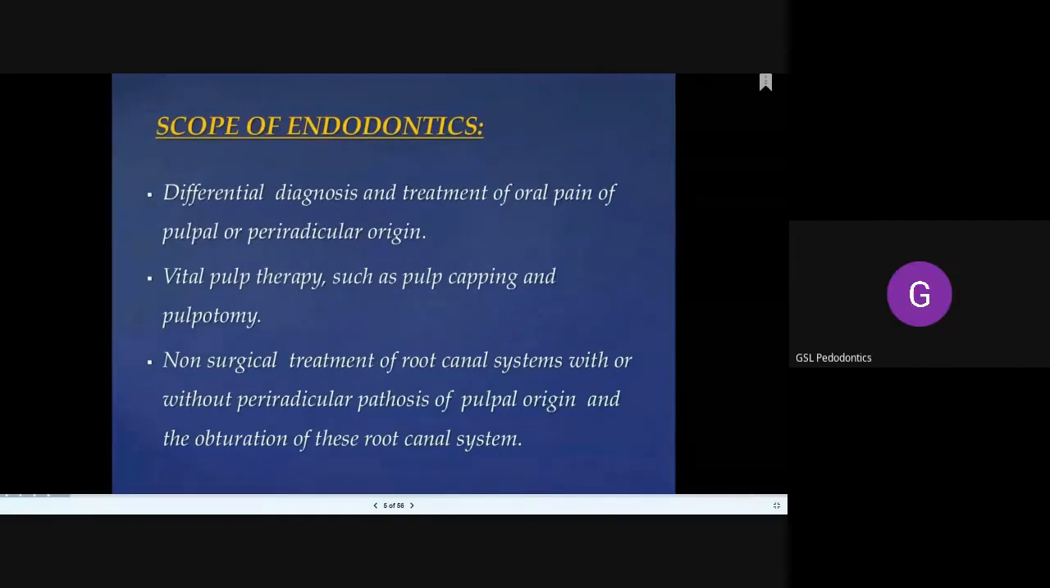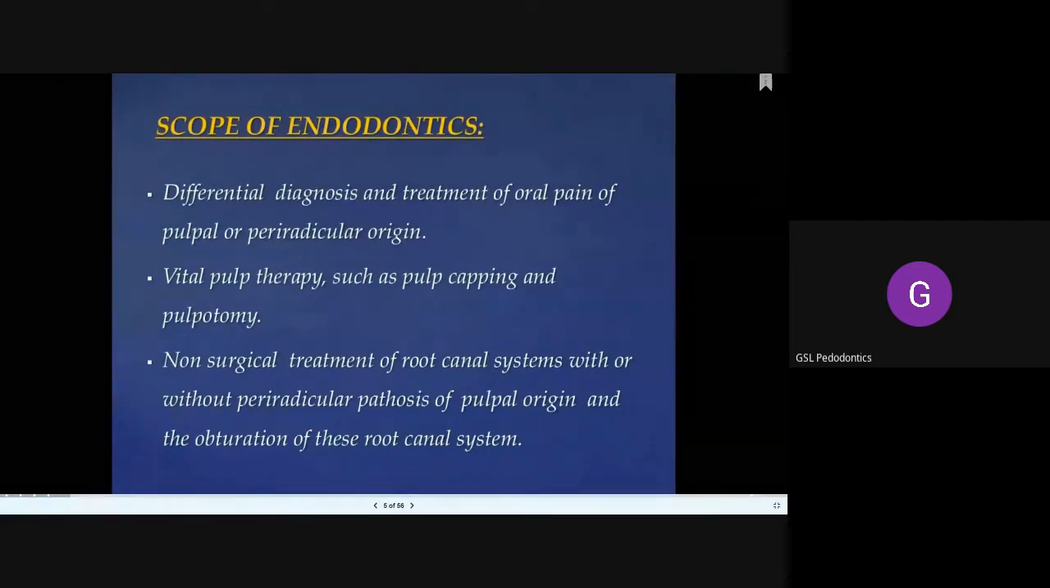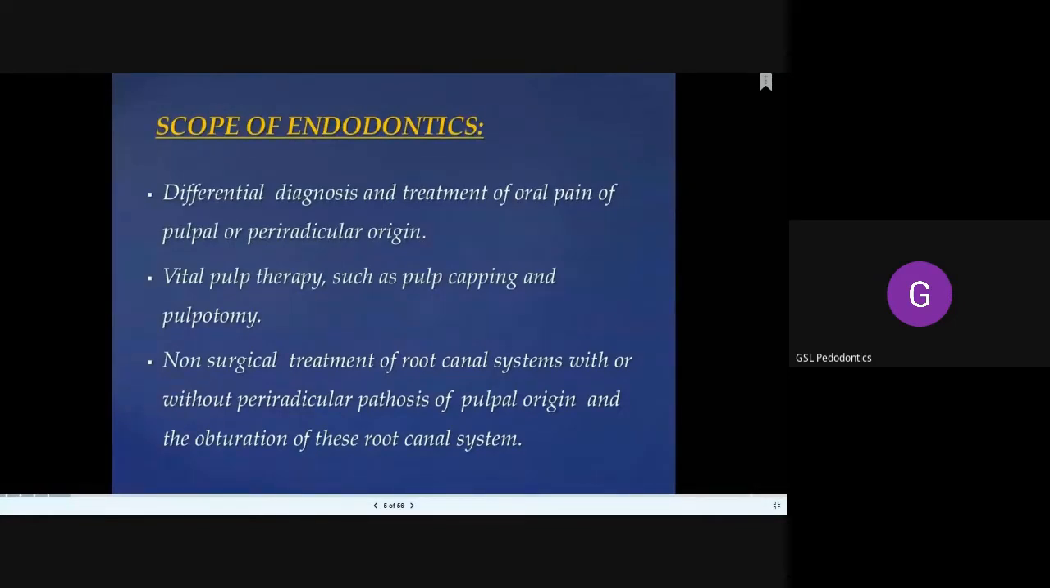The scope of endodontics is, first, you should know the different pulp and periradicular diseases. What are all the reversible, irreversible pulpitis, everything, and you should be able to differentiate between them. That means you should know the differential diagnosis. What is the difference between all the diseases? Then only will you be able to evaluate it perfectly.